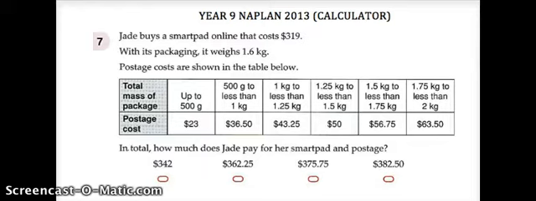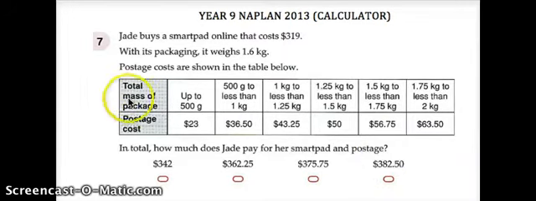Now question 7 of the 2013 calculator paper. Jade buys a smart pad online that costs $319. With its packaging, it weighs 1.6 kilograms. Postage costs are shown in the table below. In total, how much does Jade pay for her smart pad and postage? Pause the video and attempt the question.